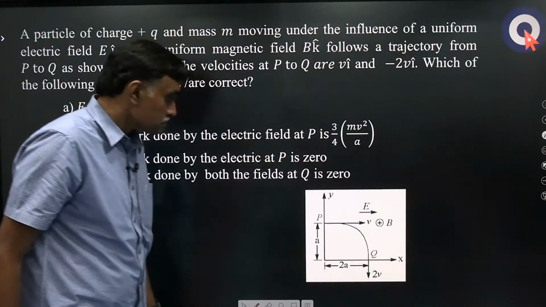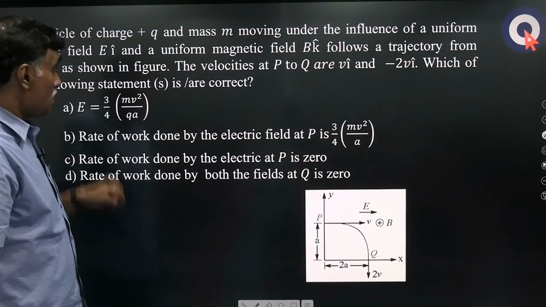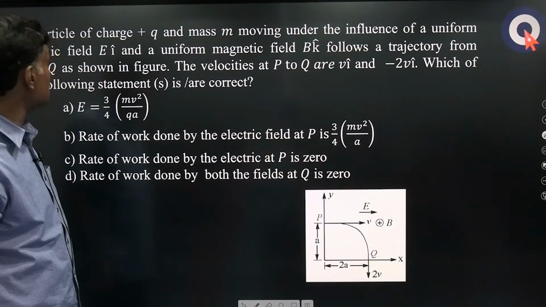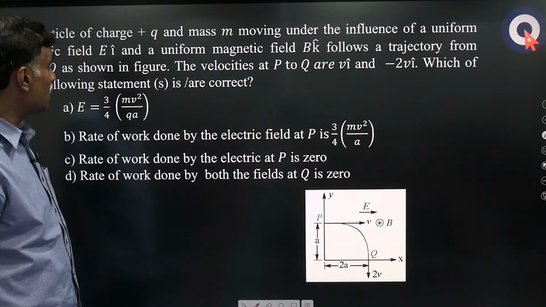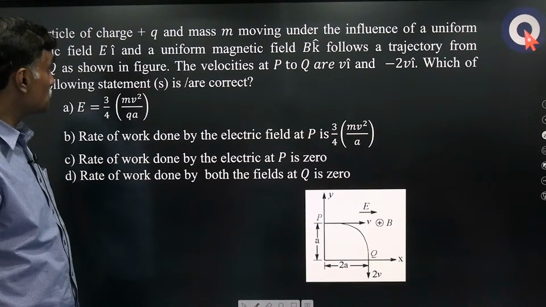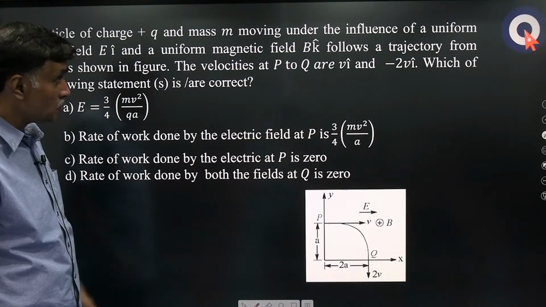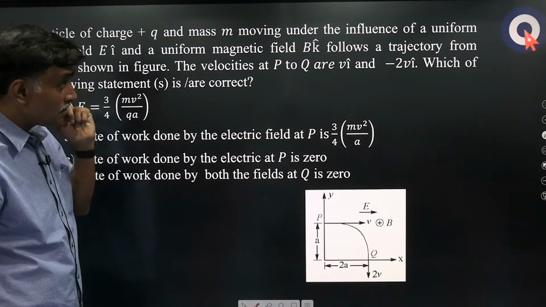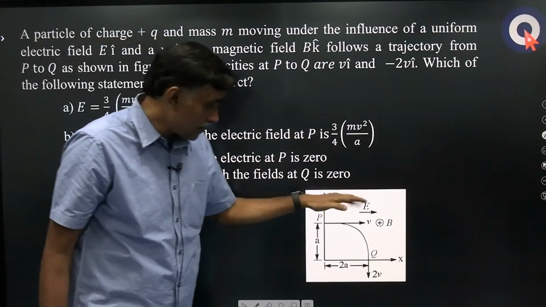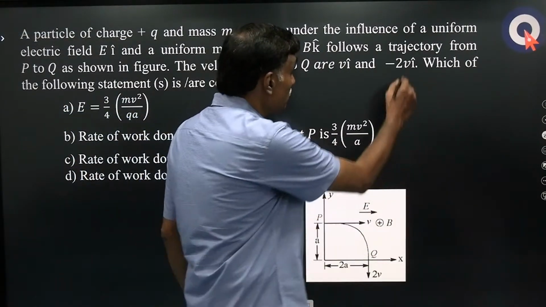Next, this is the question. A particle of charge plus q and mass m moving under the influence of a uniform electric field E i bar and a uniform magnetic field B k bar follows a trajectory from P to Q as shown in the figure. The velocities at P and Q are v i bar and minus 2v j bar, I think. This is v i bar, and here in the figure it is minus 2v j bar, I think.